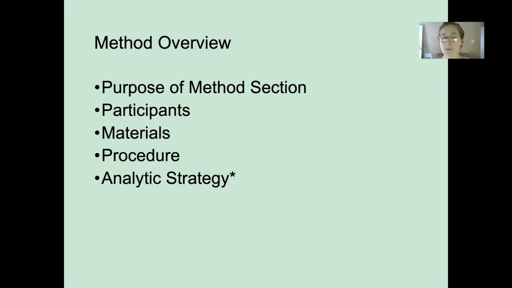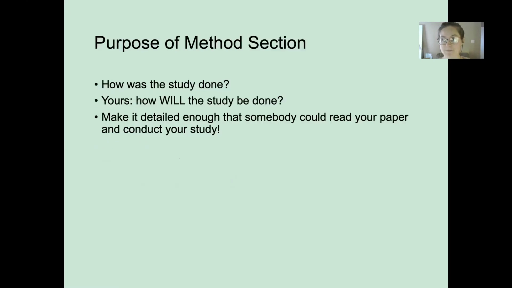So let's start with the purpose of the method section and its specific subsections you'll need to have: participants, materials, procedure, and analytic strategy. Now, I'm saving that analytic strategy for the end of the lecture, or more for the Schweigert chapter 5 statistics section. So we're going to skip it and talk about these others and then dive into a lot more detail about how to do analytic strategy.